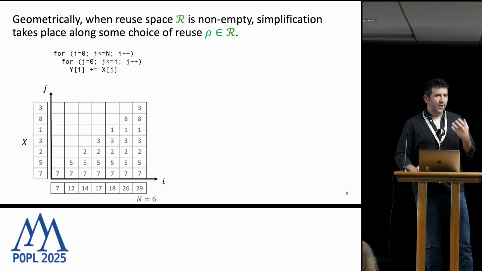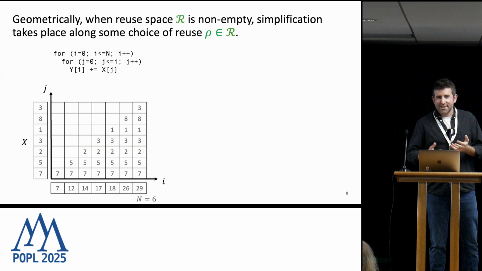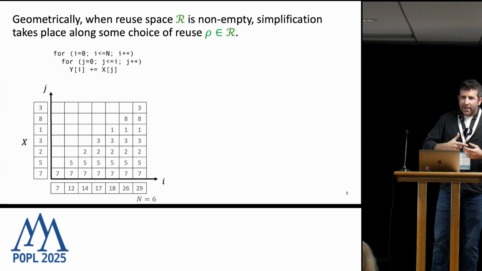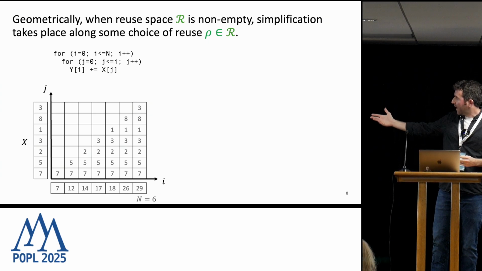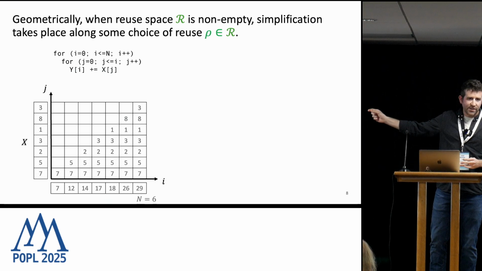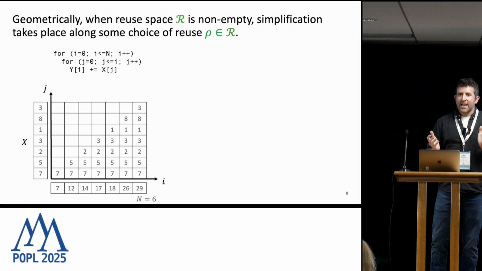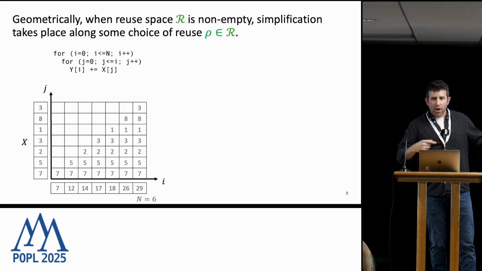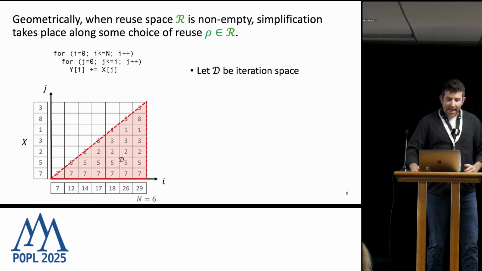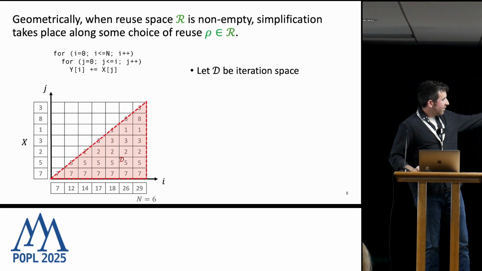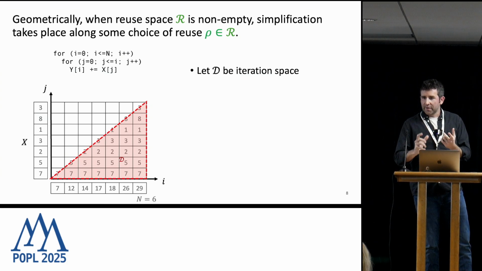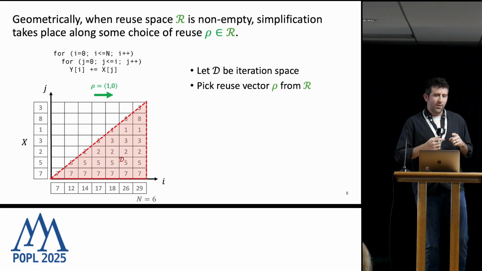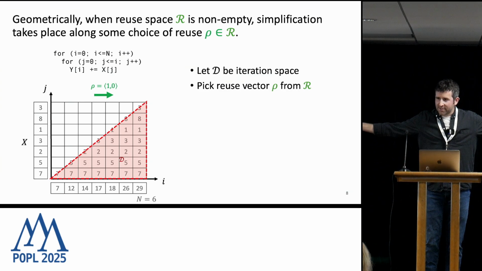Now, since we're talking about the polyhedral model, this leads to a nice, pretty geometric picture that I can draw and illustrate. When the reuse space is non-empty, in other words, when we have some loop body where we read and accumulate expressions with a function that has a non-empty null space, we say that simplification can take place along some choice of reuse in this space. Pictographically, let D be our iteration space, the triangular region here, and pick some reuse vector in our reuse space. We have the I-axis as our space.